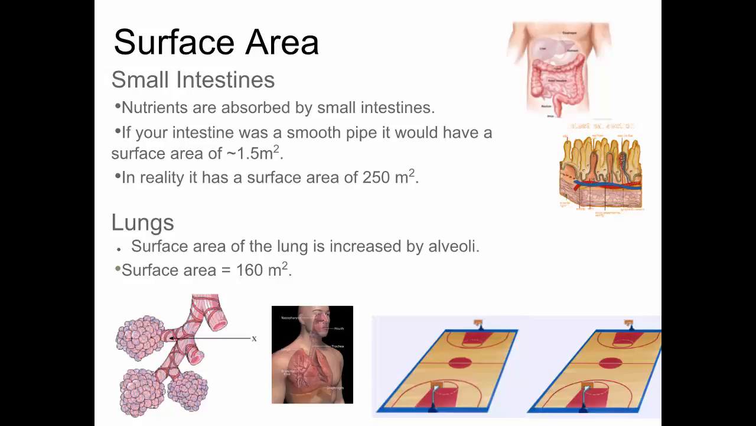The actual surface area of our intestine, because it has all those bumps, is about 2 basketball courts. So it's not the surface area of your desk, it's the surface area of 2 basketball courts. That's the increase caused by all those bumps and ridges.